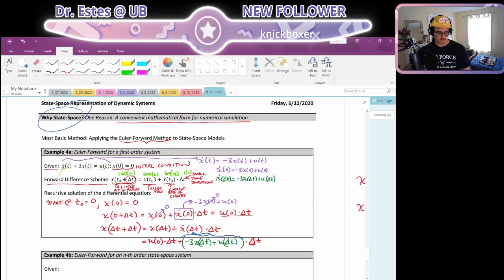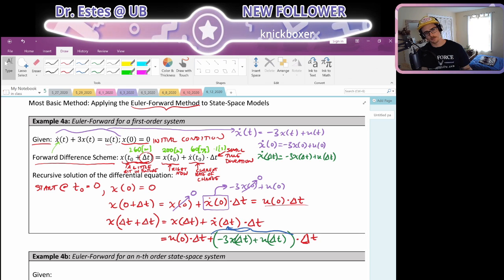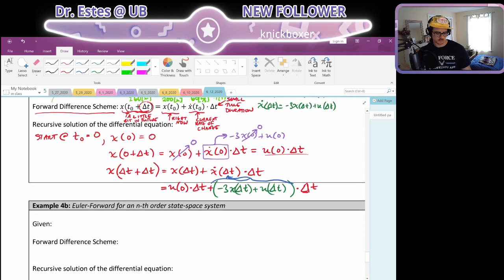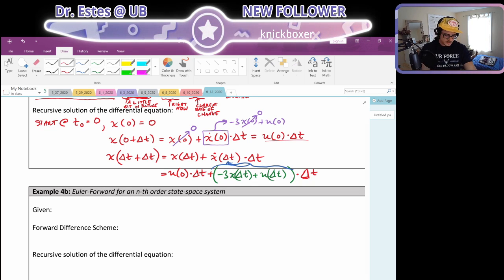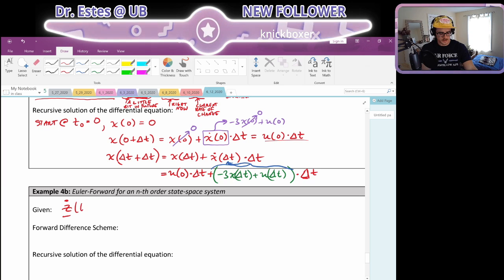So I kind of went down a rabbit hole there, but this is all supposed to come back to state space. I wanted to show you how a numerical method works on a first order system because it's easier to explain it with that. But when we do state space, it is a first order system, but it's like a matrix first order system.